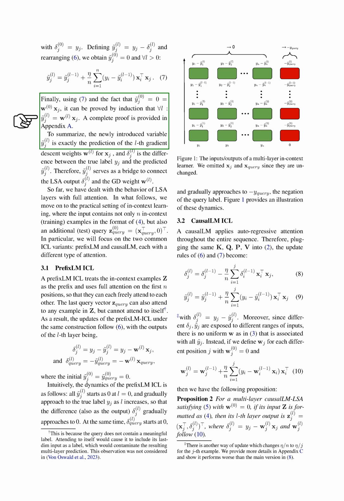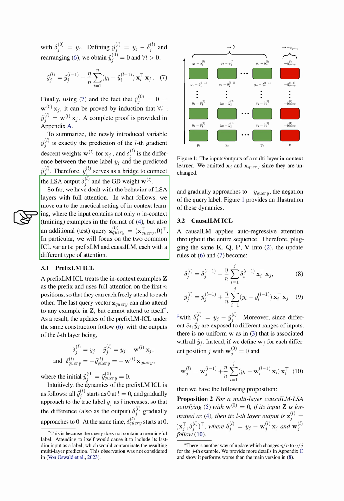Rearranging our equations, we find that this new variable is equal to 0 for the initial layer, and for all layers greater than 0, it's equal to the previous value of the new variable plus a fraction of the sum of the differences between the true labels and the previous values of the new variable times the input. Finally, using these equations and the fact that the initial values of the new variable and the weight times the input are both 0, we can prove that for all layers, the new variable is equal to the weight times the input. A full proof is provided in the appendix. In summary, the new variable is exactly the prediction of the Lth gradient descent weights for the input, and the difference is the difference between the true label and the predicted label. Therefore, the new variable serves as a bridge to connect the LSA output and the gradient descent weight.